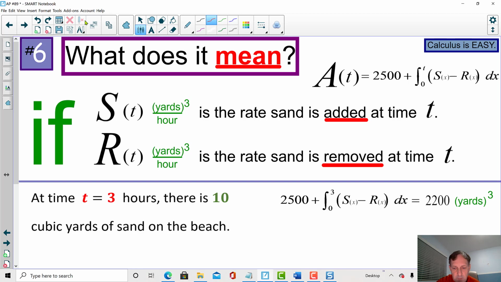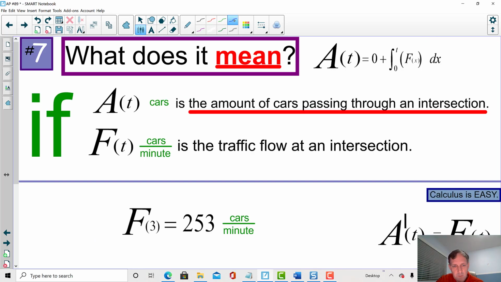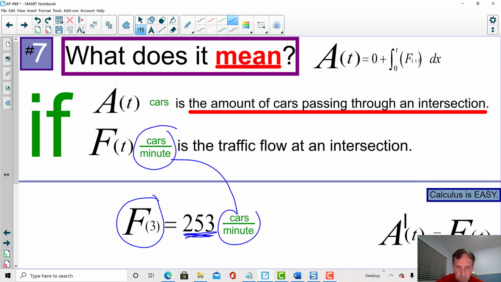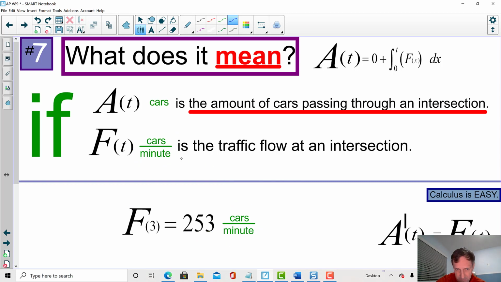All right, let's go ahead and look at number 7. Okay, for number 7, it's a pretty easy one. We've got to find f of 3 with our calculator. You plug it in and you get 253. We already know the units because those are given, cars per minute. And we also know what f means. It's the traffic flow at an intersection.